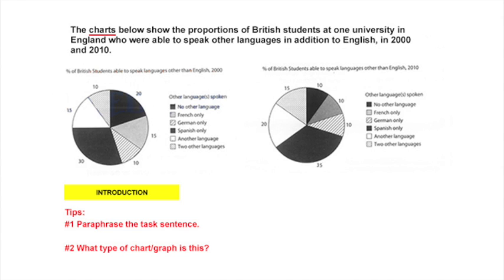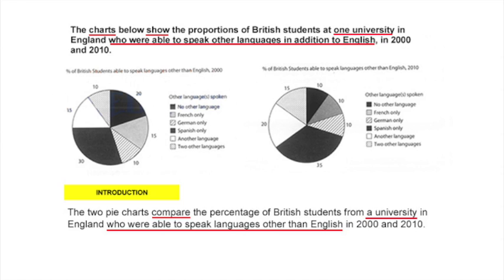The second most important thing is to state what type of graph or chart or illustration this is. So what I wrote is, the 2 pie charts compare the percentage of British students from a university in England who were able to speak languages other than English in 2000 and 2010. Do you guys see how I have copied the question, but I've just changed a couple of the key words around? That's what paraphrasing is.